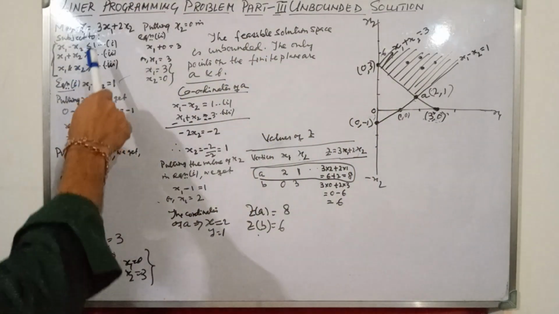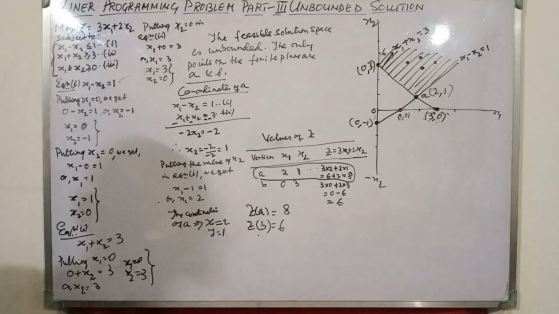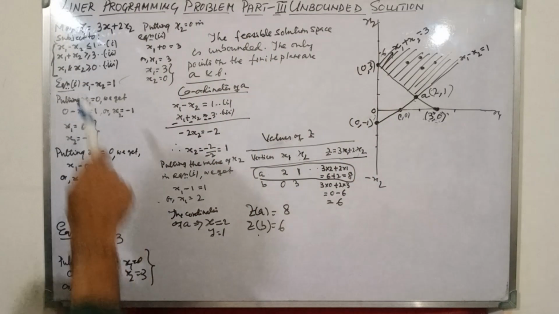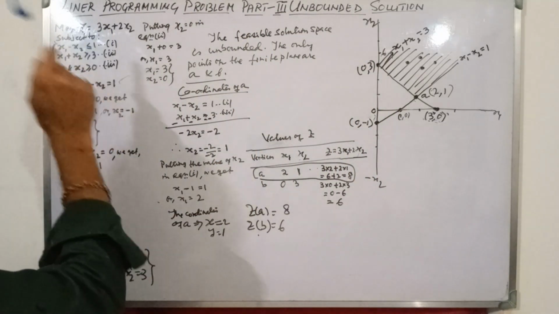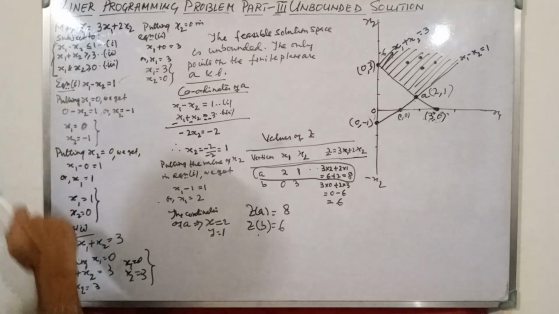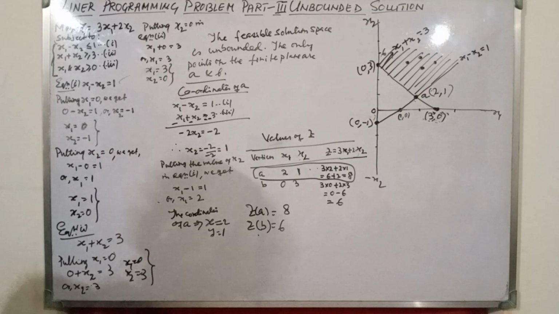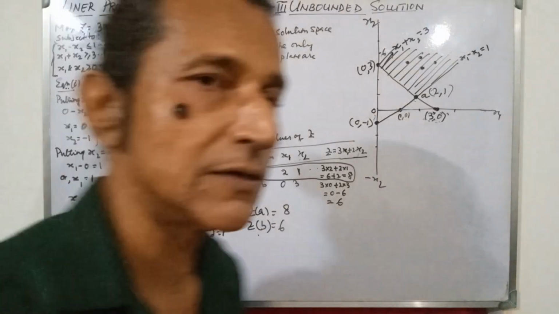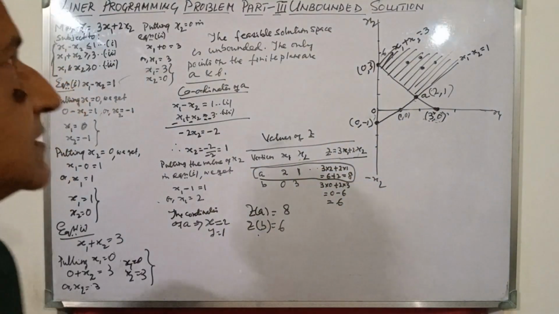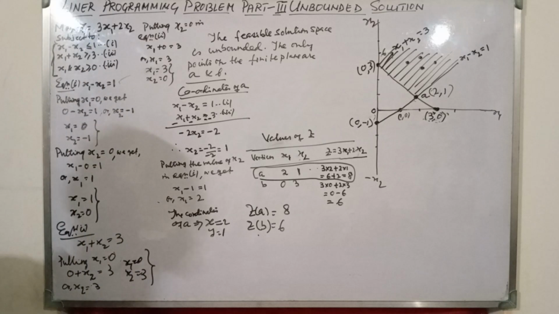The objective function is max z equals 3x1 plus 2x2, and the constraints are x1 minus x2 is less than or equal to 1, x1 plus x2 is greater than or equal to 3, and x1 and x2 both are more than 0. These are the three linear constraints, and we have to maximize z, which is equal to 3x1 plus 2x2. So we have started with the constraints.